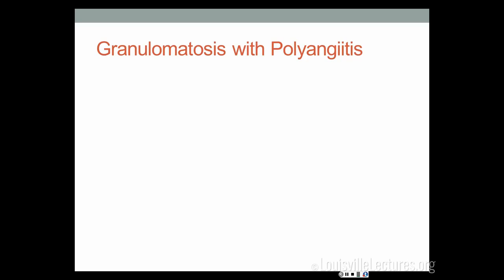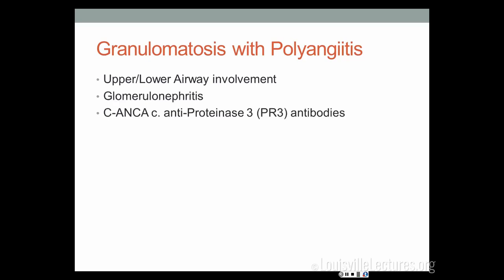So it's granulomatosis with polyangiitis, classically upper and lower airway involvement. This is the opposite of PAN, which typically does not give you upper or lower airway involvement. It does give you the glomerulonephritis. So this is classic renal pulmonary syndrome.